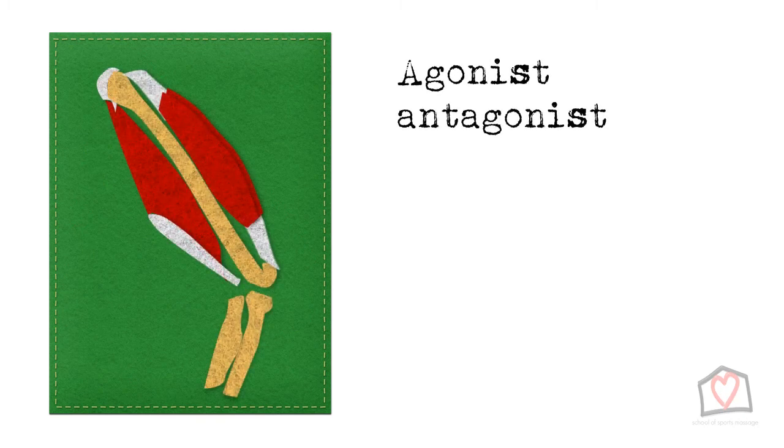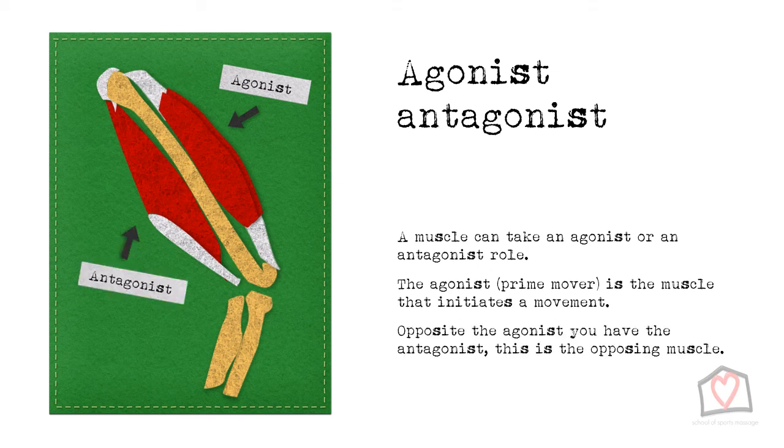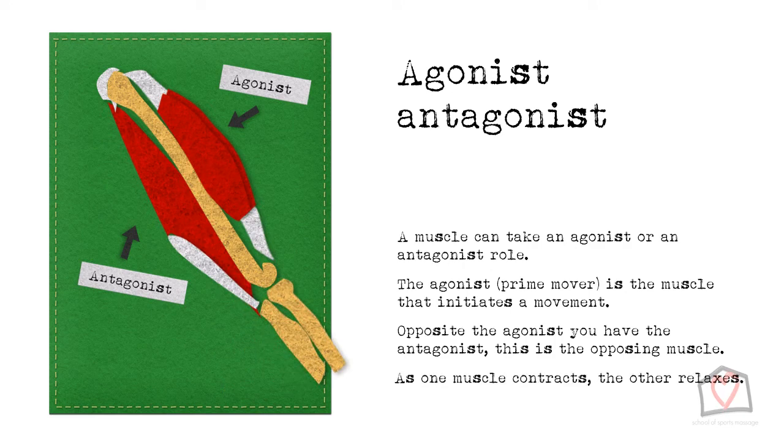I mentioned earlier a term called agonist-antagonist relationship. These are two of the roles the muscles can take. When we perform a movement, muscles will take a different role. These are agonist, also known as the prime mover. This is the muscle that will initiate a movement. For example, in extension of the knee, the quadricep group would be the prime mover. Opposite the agonist, you have the antagonist. This is the opposing muscle, or the hamstrings in our example, and these must relax or the quadriceps cannot contract concentrically.